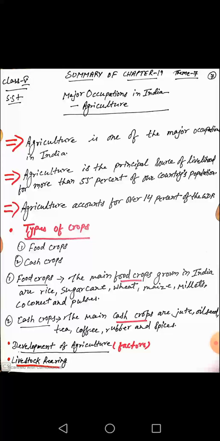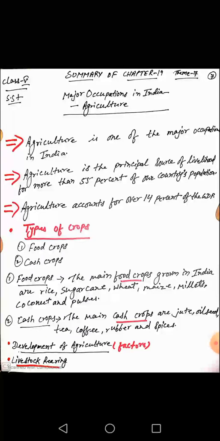And the last one is livestock rearing. Livestock farming is the rearing of animals for food and for other human usage. Livestock includes cattle or dairy cows, chickens, goats, pigs, horses and sheep.